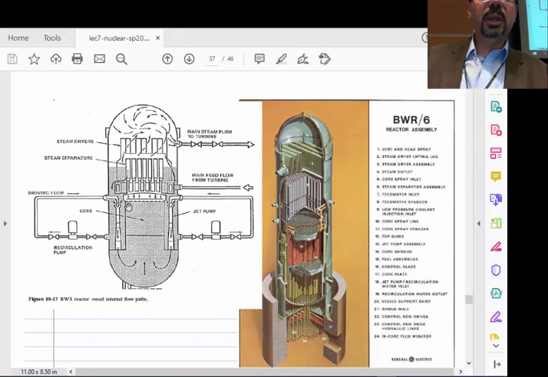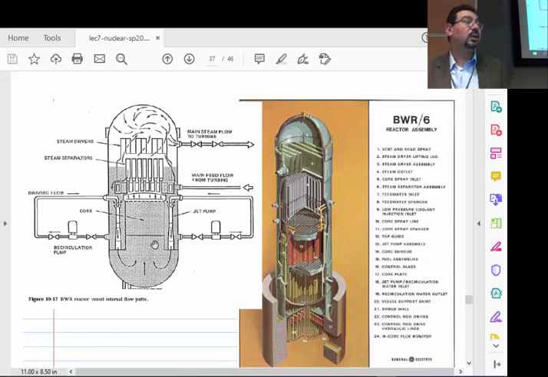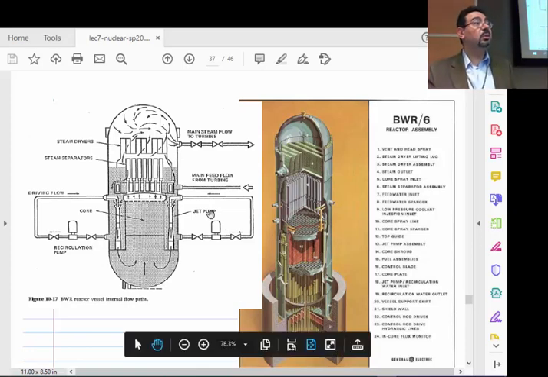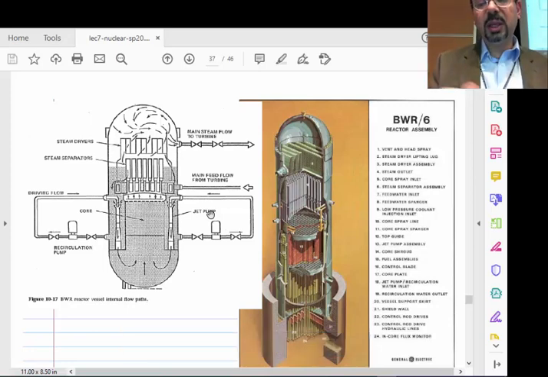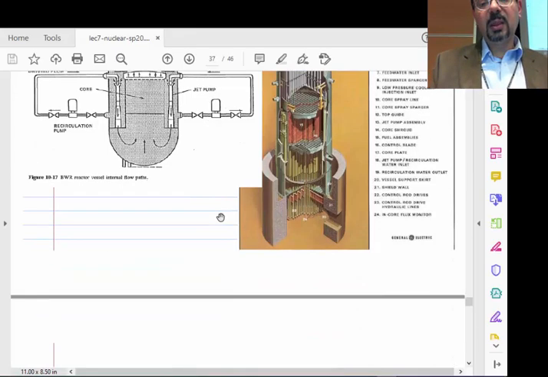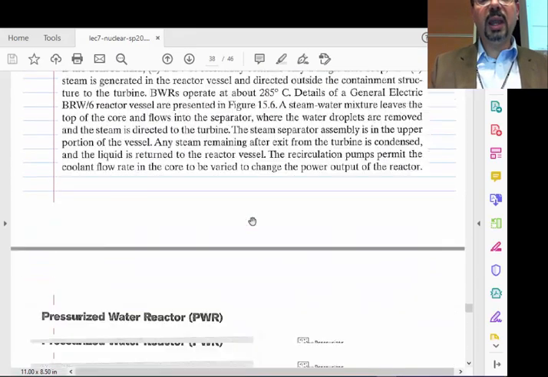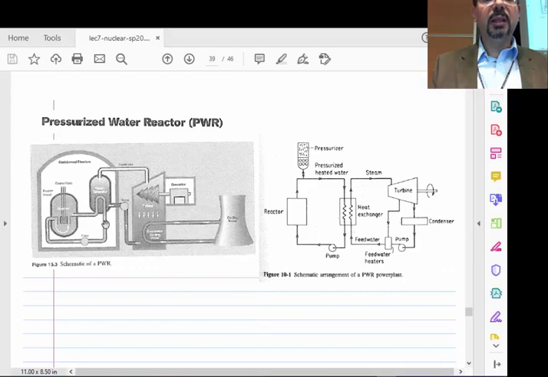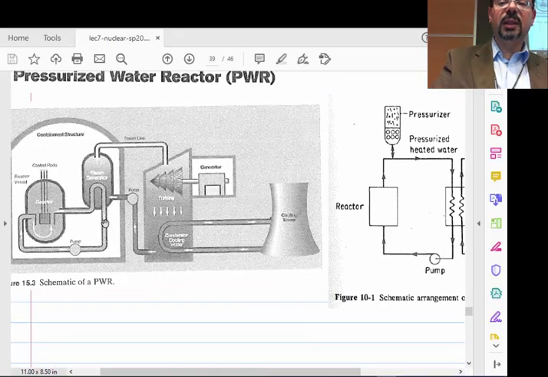Okay, so because this turns water into steam, this is called a boiling water reactor. Boiling water reactor. Wouldn't it always be a boiling water reactor? No, if the pressure here is high enough, the water can get hot without boiling. Okay, so it becomes a pressurized water reactor. So this is the boiling water reactor, and the pressurized water reactor will be something like this.